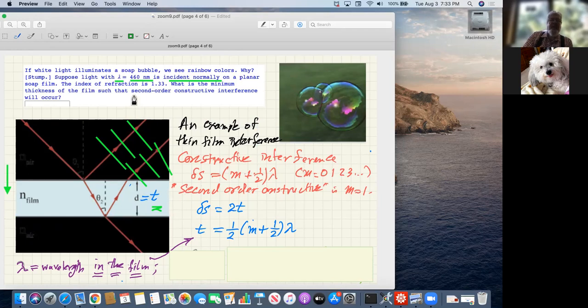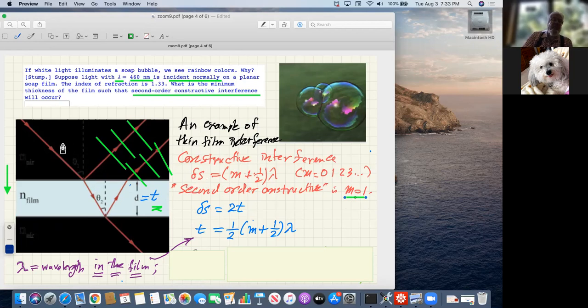Now it asks about second order constructive interference. Well, second order constructive interference means m equals 1, because the first order interference is m equals 0. The first integer would be m equals 0. Second integer would be m equals 1. So second order constructive interference means m equals 1. Now that's the condition for constructive interference. What is the path difference, delta S?